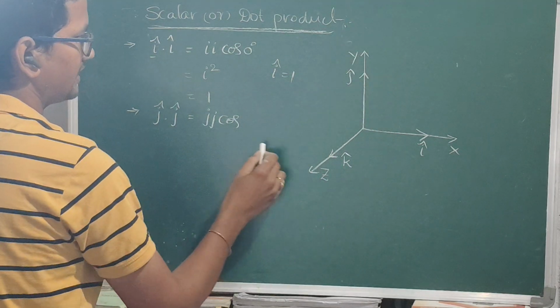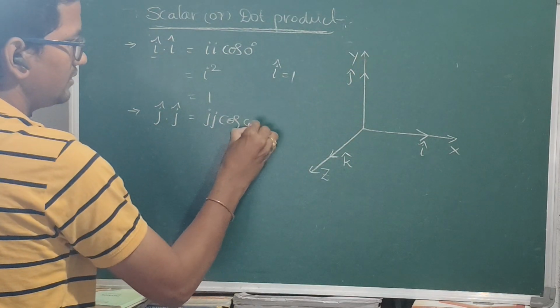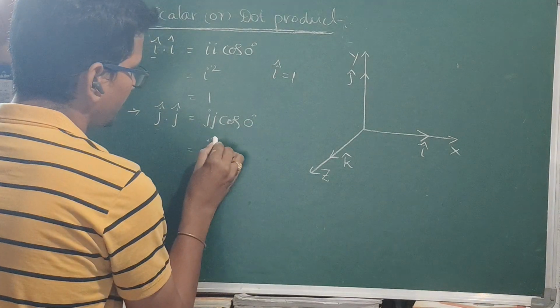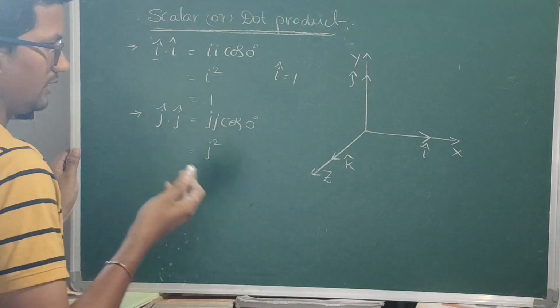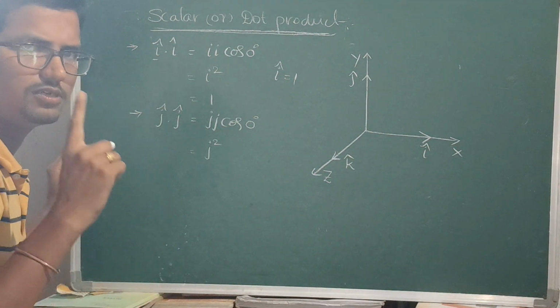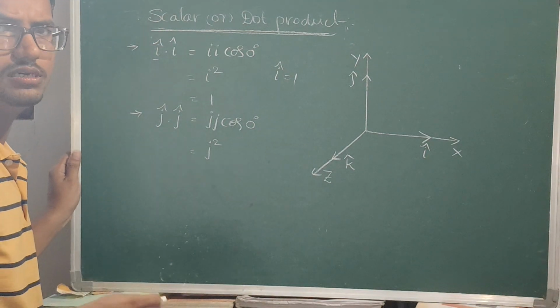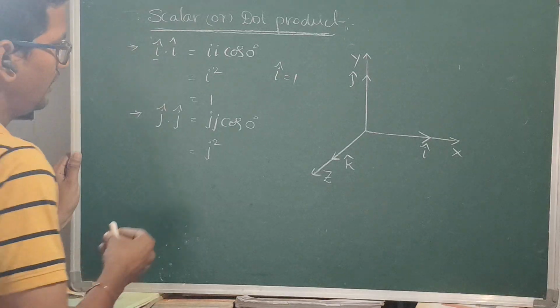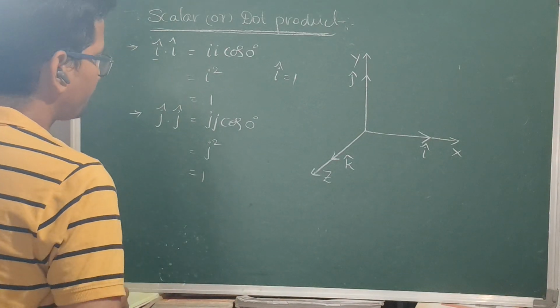Along the y-axis direction, they are the same, parallel lines, so the angle is 0. What happens? We get j square. J cap is a unit vector. Whenever you place the cap, it is always a unit vector, which shows that its magnitude is 1 and also shows the direction. So that is 1.